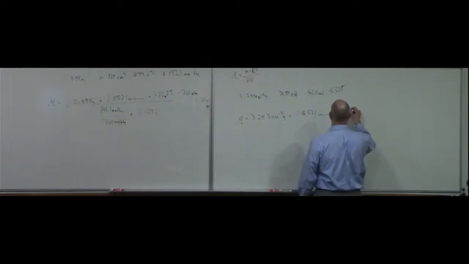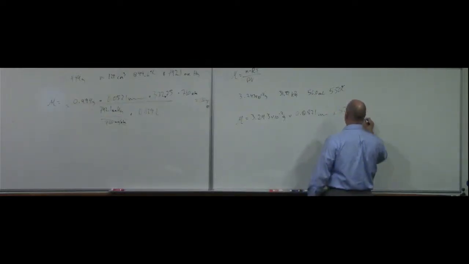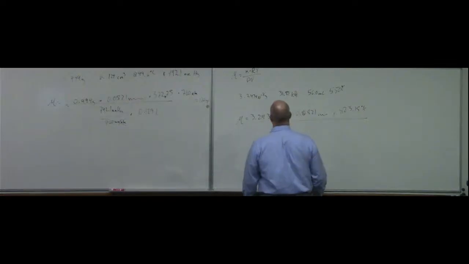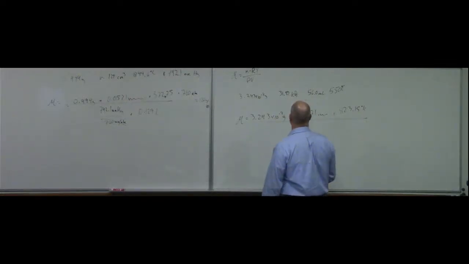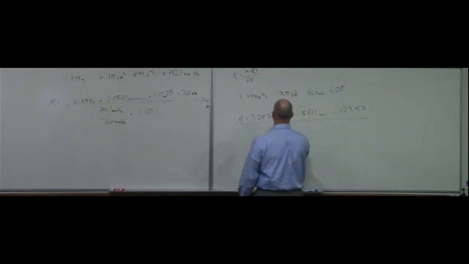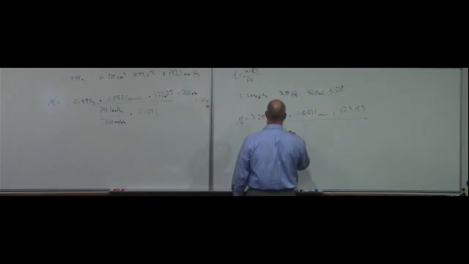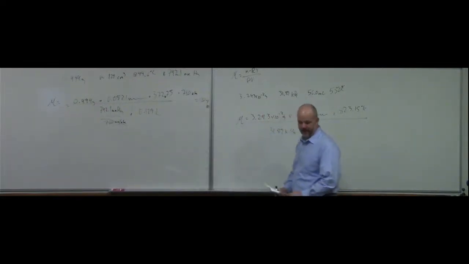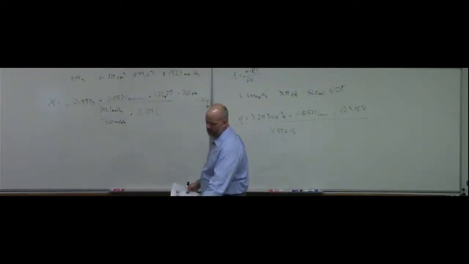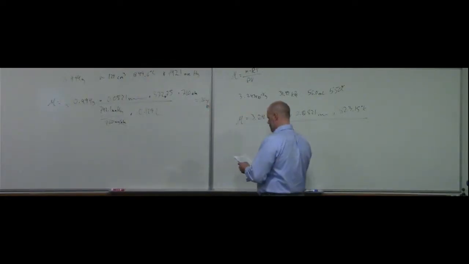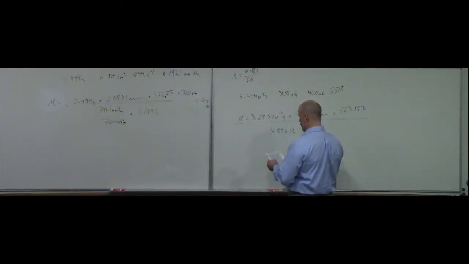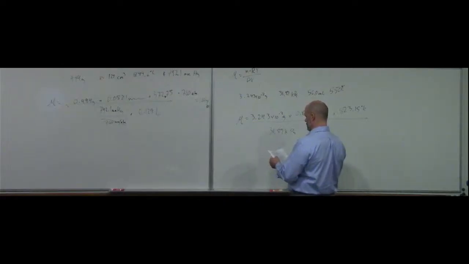823.15 degrees Kelvin, okay? Divided by P, what is my pressure? My pressure here is 31.89 kilopascals, so I've got to get from kilopascals into atmospheres, right? So, 1 atmosphere is 101,325 Pascal. Okay.